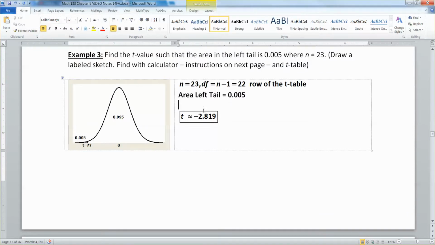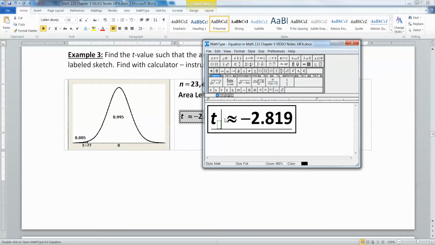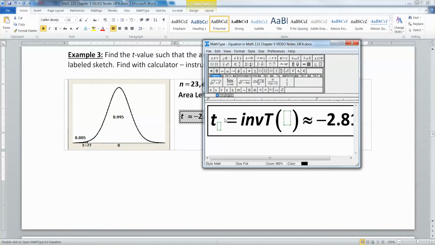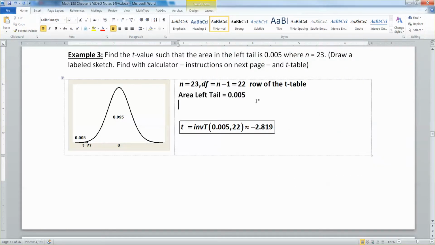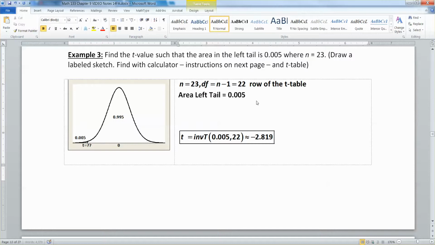So we used, I better type this up. T was equal to inverse T, and then we said 0.005, comma, 22 degrees of freedom. So that's the calculator entry. Just on a side note, inverse T is left tail area, comma, degrees of freedom.